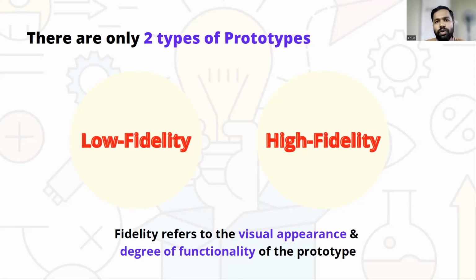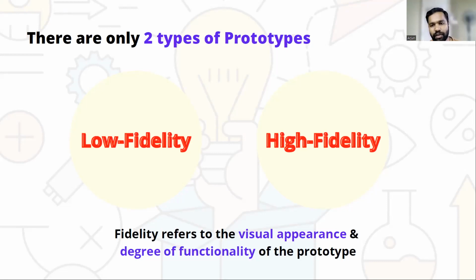So there are only two types of prototypes. One is called the low fidelity prototype and one is called the high fidelity prototype. Basically, fidelity refers to the visual appearance and degree of functionality of the prototype. I got one question about whether a prototype is considered a fully functional product or not. It also depends on the fidelity.